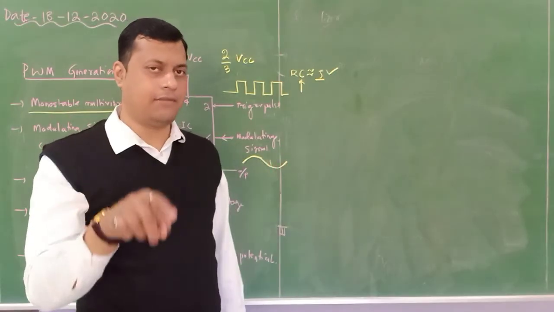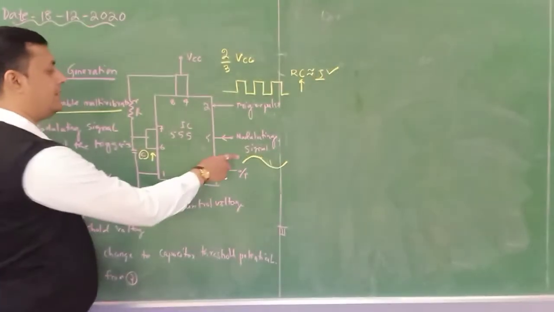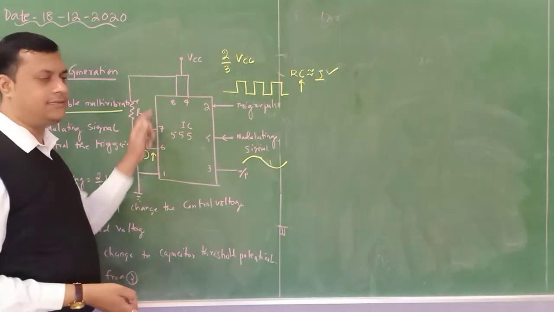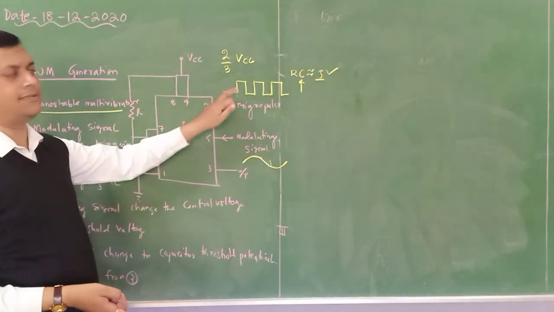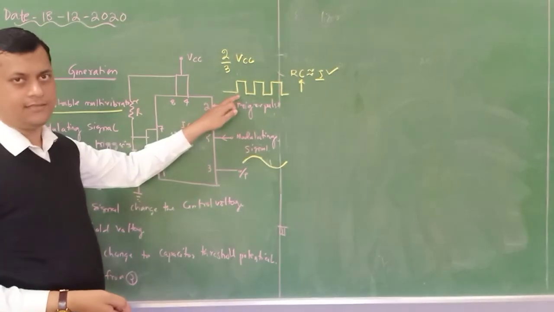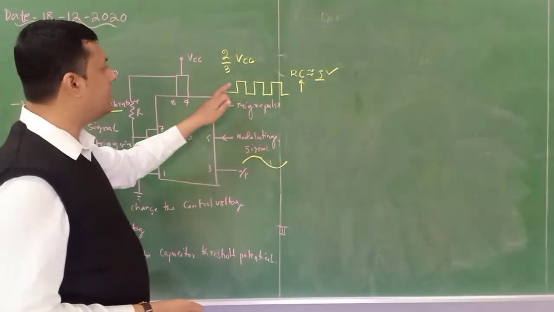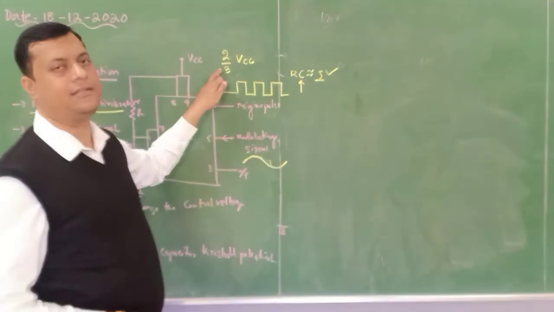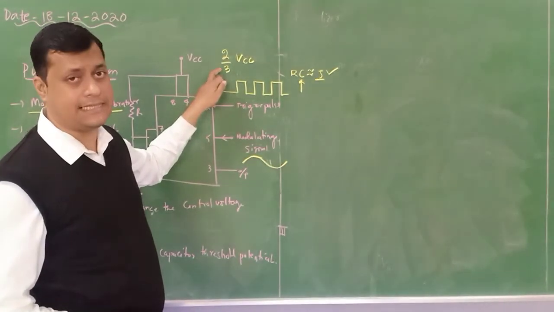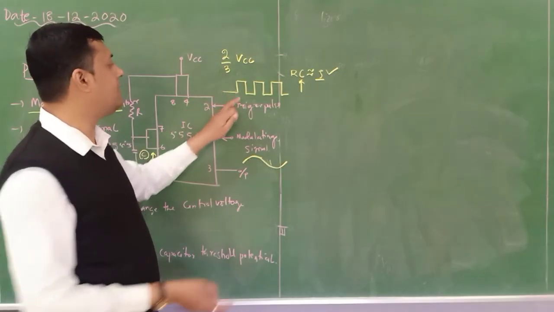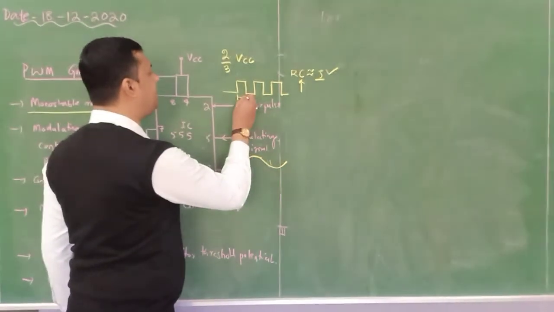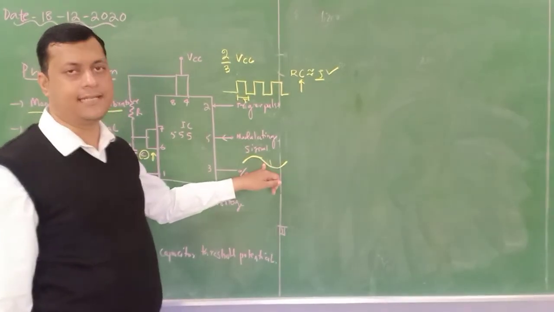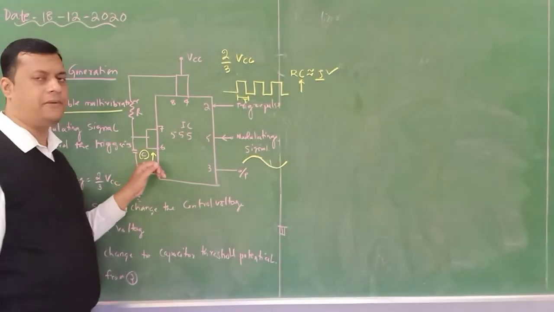Once again I am repeating the thing. When the modulating signal increases, it will control this particular IC. It will control this triggering pulse, the pulse train. How? It has a certain threshold potential, 2/3 of VCC. Now this particular pulse has a certain time period T. Let us consider T. When the modulating signal is increased, there is the maximum potential drop across C.